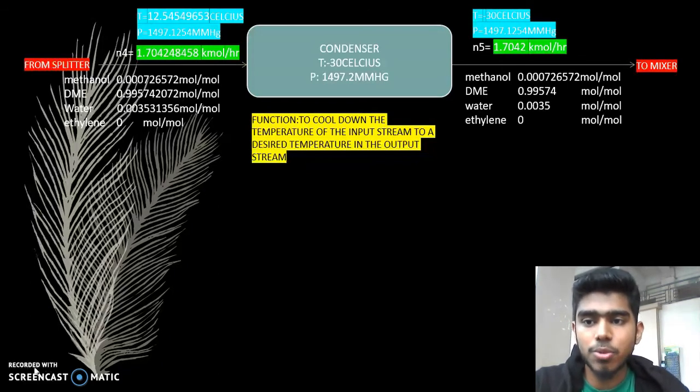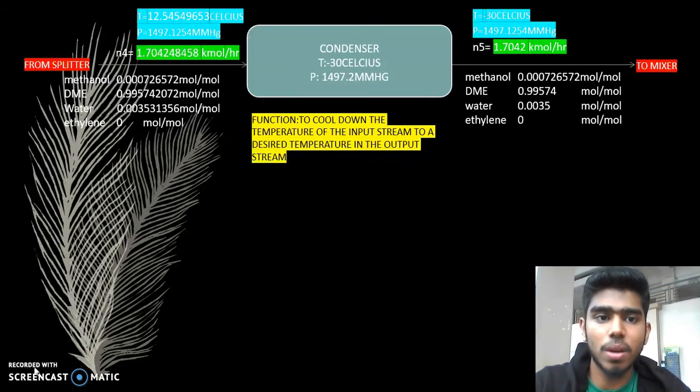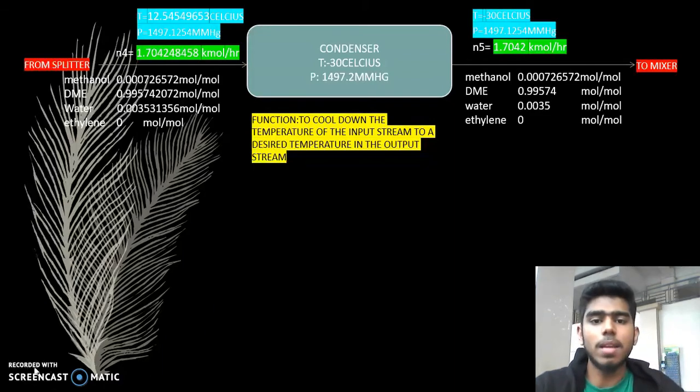From a splitter, the gas stream enters at a flow rate of 1.70424845 kmol per hour, at a temperature of 12.5459635 Celsius and a pressure of 1497.1254 mmHg, and goes out at a temperature of negative 30 degrees Celsius. The pressure is 1497.1254 mmHg with a flow rate of 1.7042 kmol per hour, which is the same, input equals output, because it's a non-reactive process. So next we will enter the mixer.